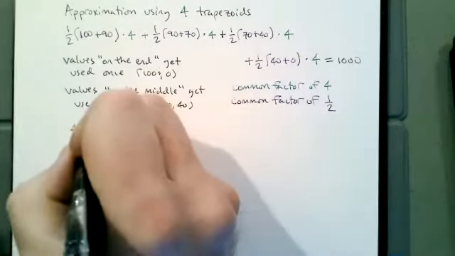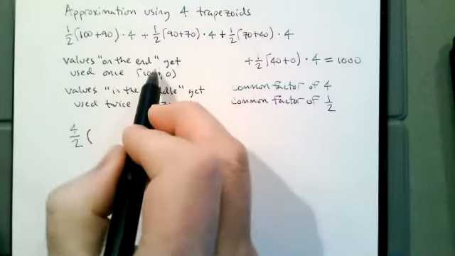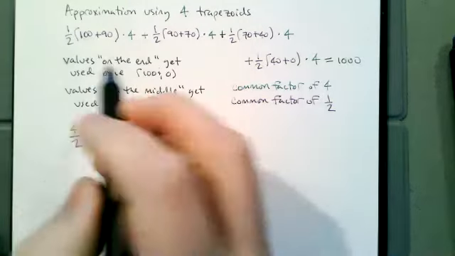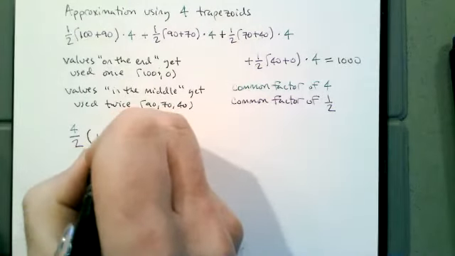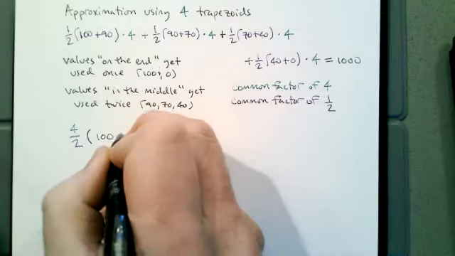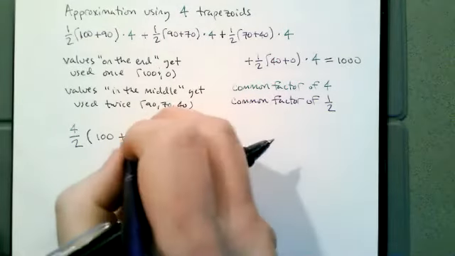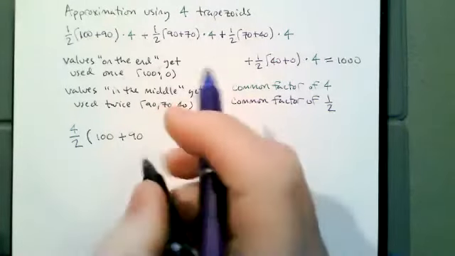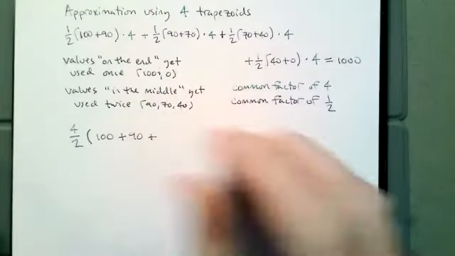And then I'm going to write down the values on the end getting used once. That's the 100 gets used once. But the values in the middle get used twice. So we have 2 copies of the 90 plus 2, I forgot to write the 2.